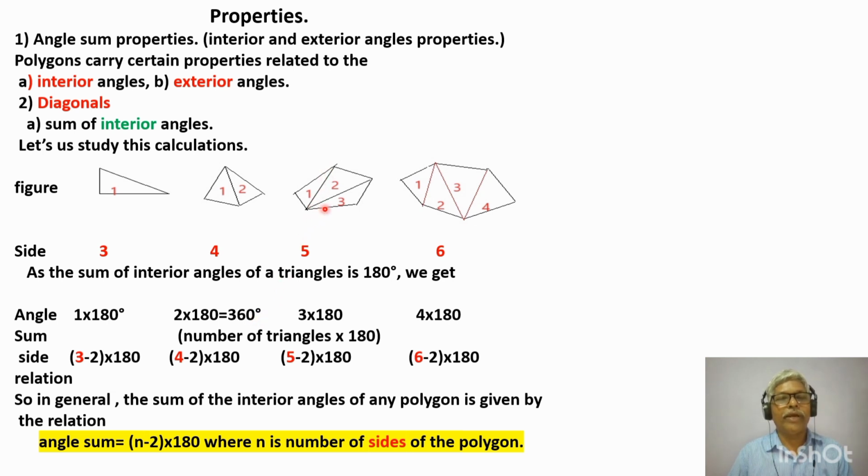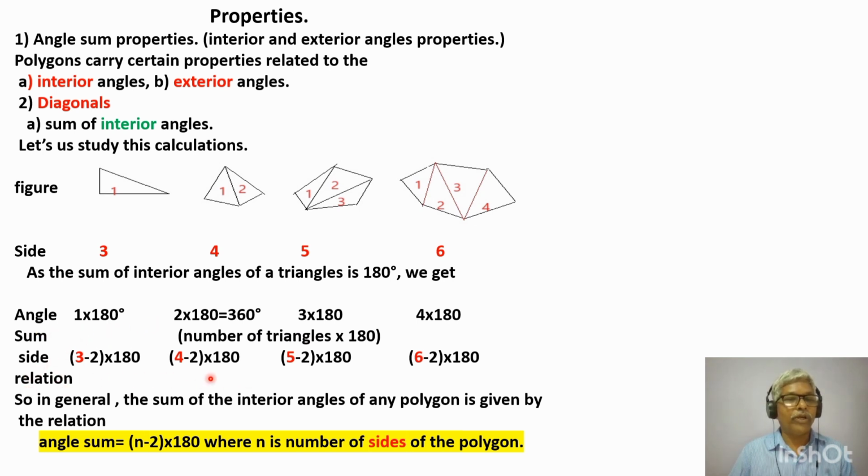We can divide this into three triangles. So 3 into 180 is the sum of the angles of this. Then for this, it's 4 into 180. So number of triangles into 180. That is the equation related to this sum of the angles.